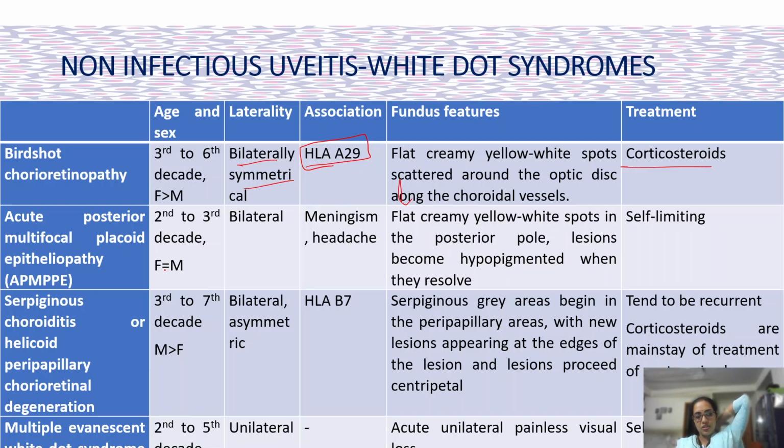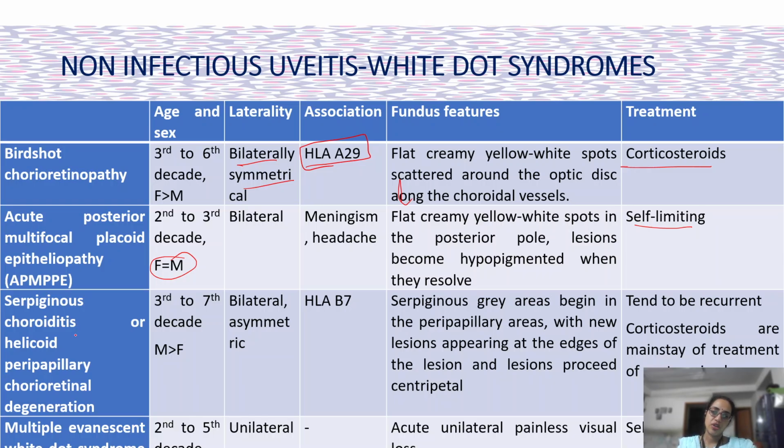APMPPE, some people even call it AMPPE, acute posterior multifocal placoid pigment epitheliopathy, usually seen in both sexes, tends to be bilateral. There may be an antecedent headache or meningismus. And on examination again, you'll see very small, tiny, flat, creamy, yellow-white spots in the posterior pole, lesions which become hypopigmented when they resolve. It's usually a self-limiting condition and you don't need to treat them.